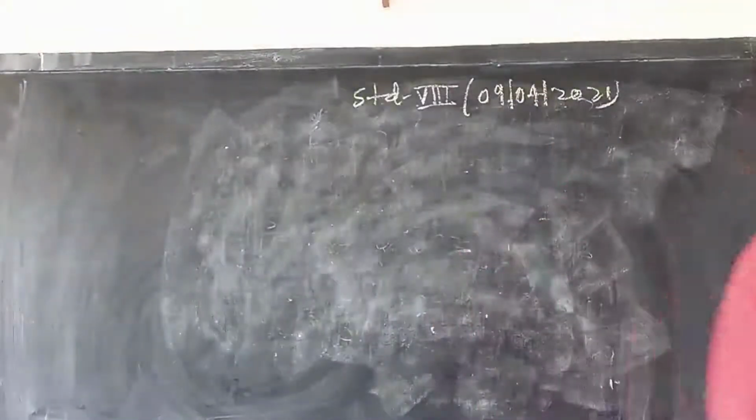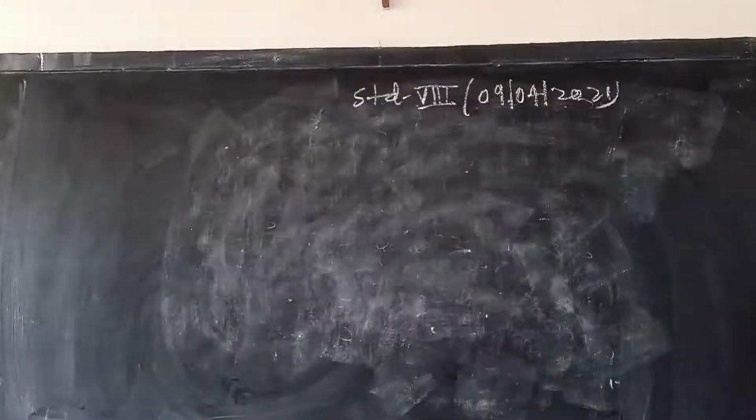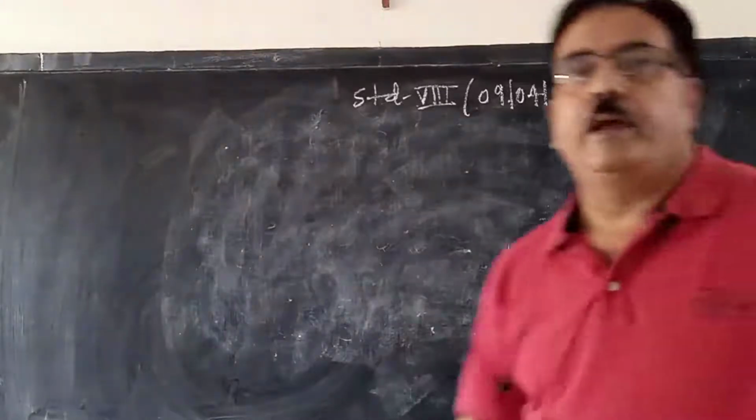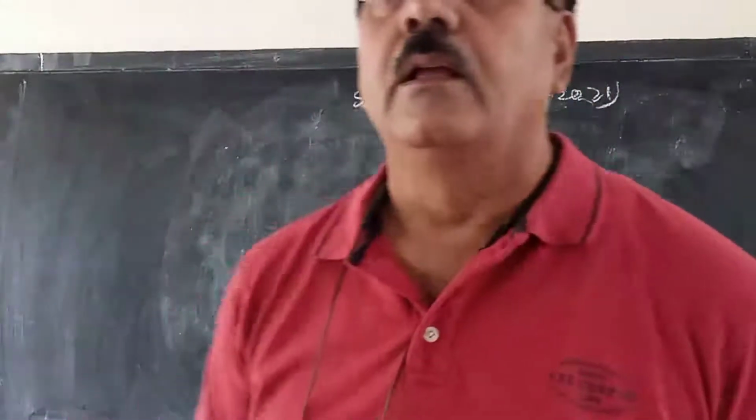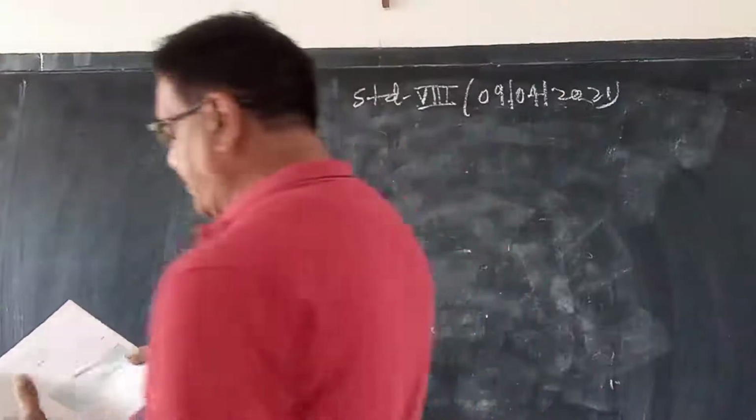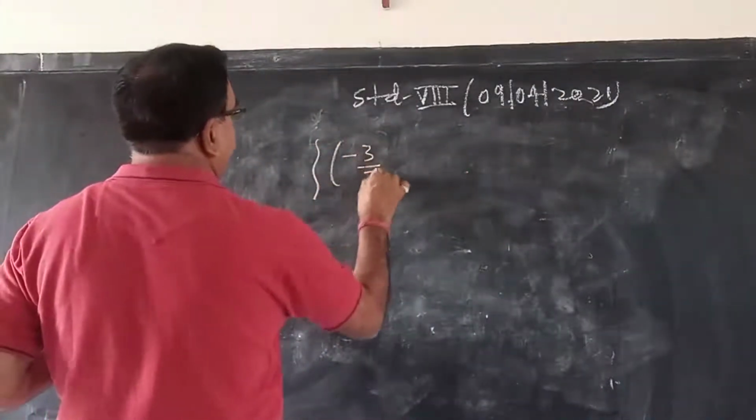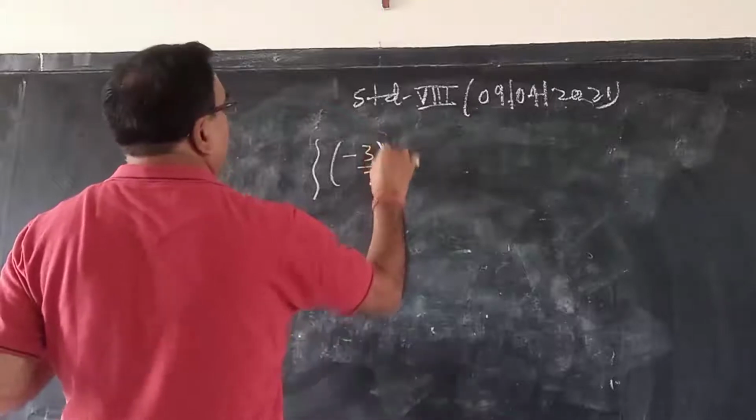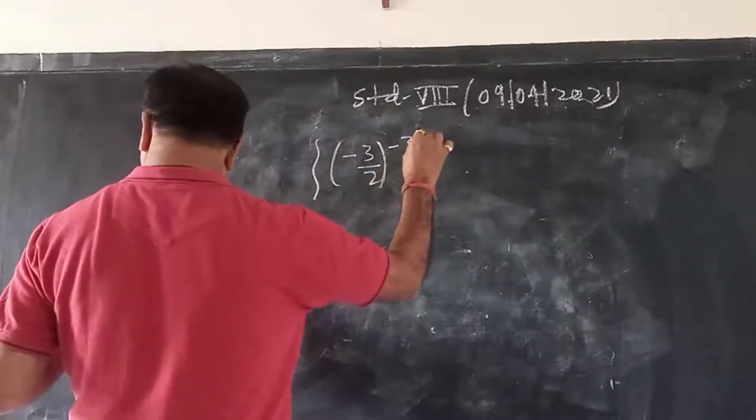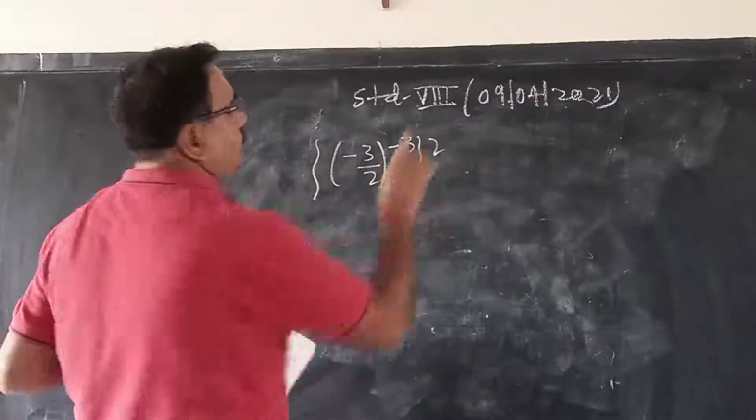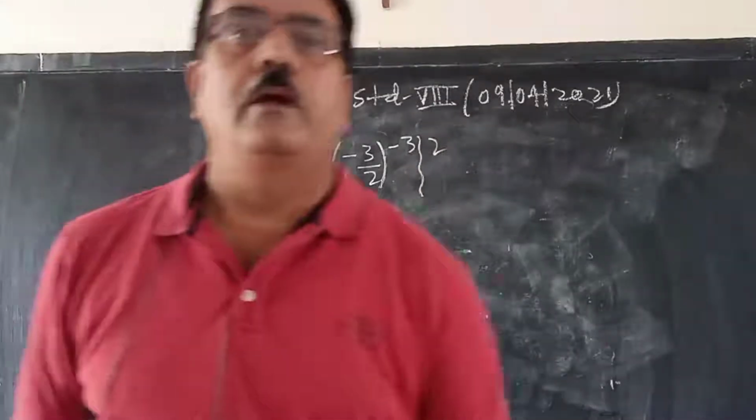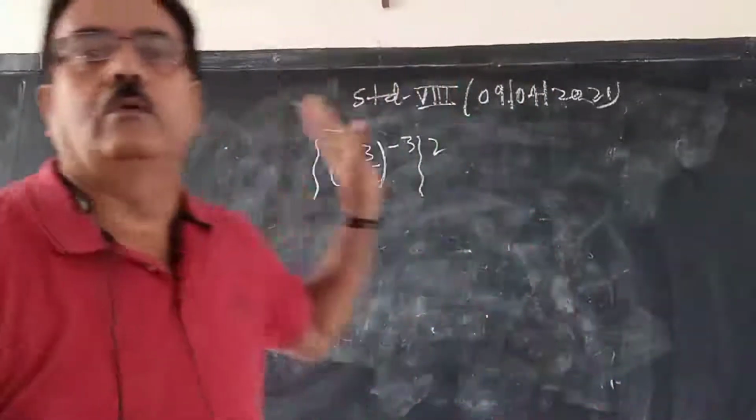By using the same rules, we have to solve the questions. The first question today: (-3/2) to the power -3, all to the power 2. We have to evaluate what will be its value.